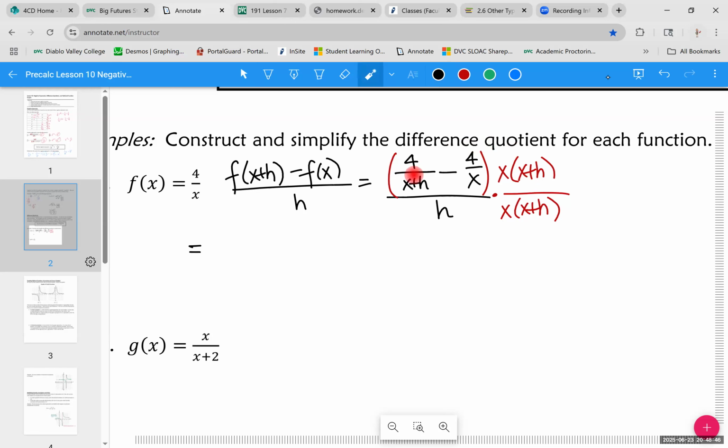When I distribute that here, the x plus h's will cancel, so I'll have x times 4. When I distribute that to here, the x's will cancel, so I'll have 4 times x plus h. And there is no denominator of the h, so these things are just going to be multiplied together.